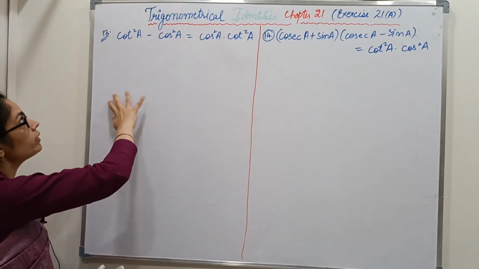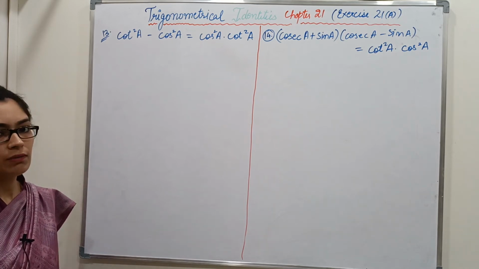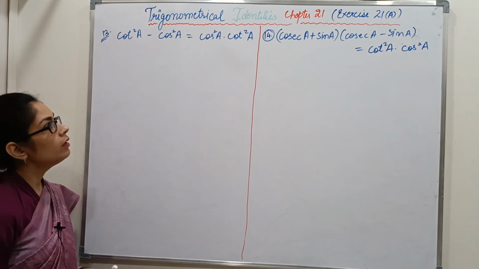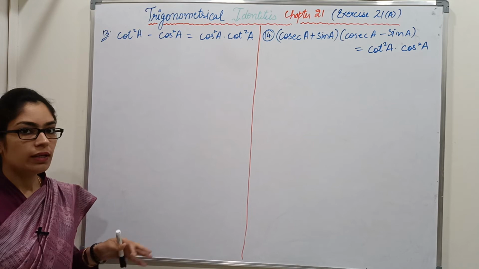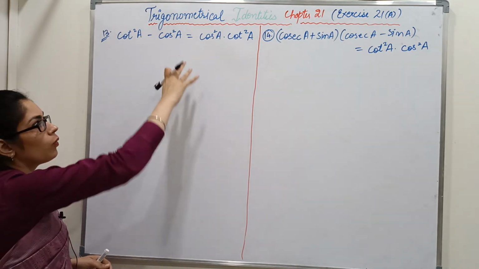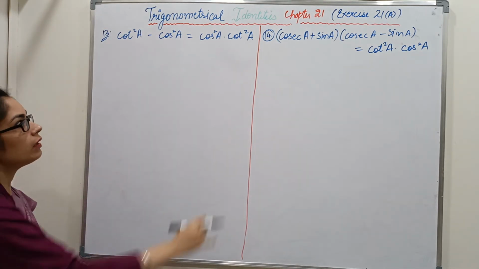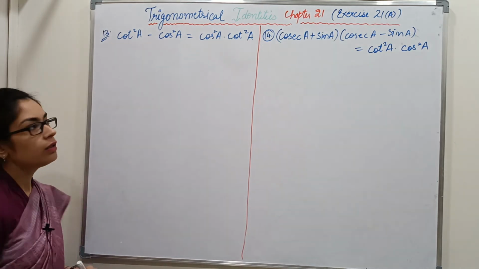So the 13th question is similar to the previous question, exactly similar, only sin and tan are now replaced with cos and cot. So same thing, I'll see the right hand side.